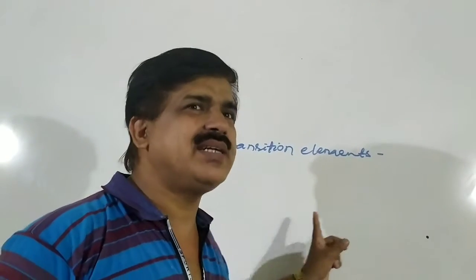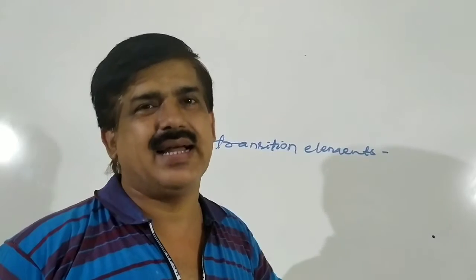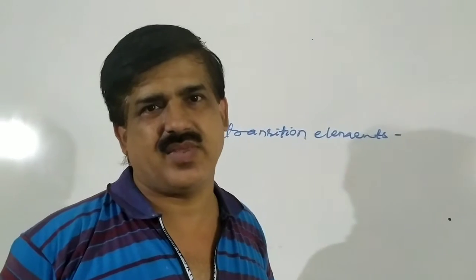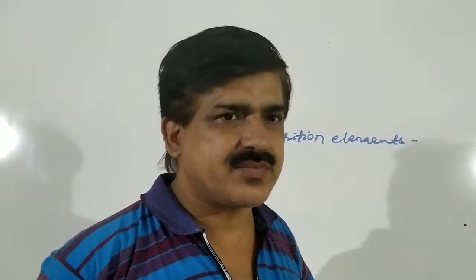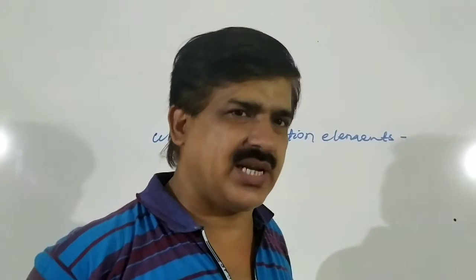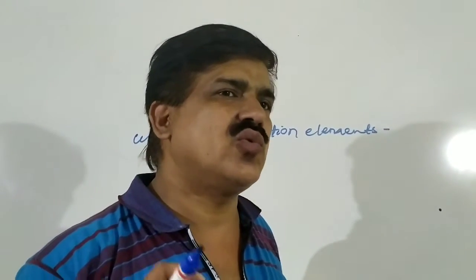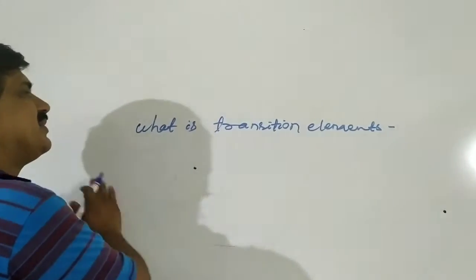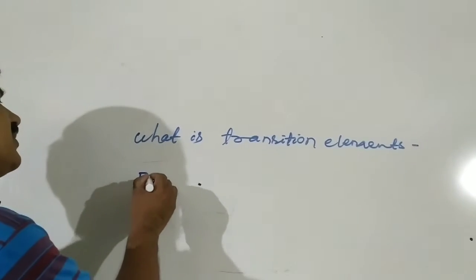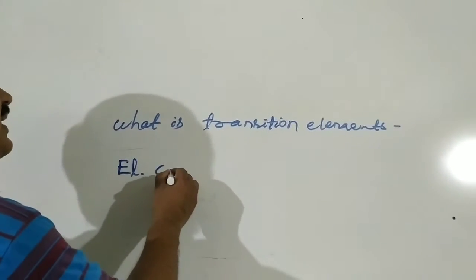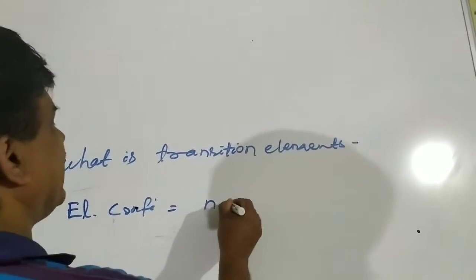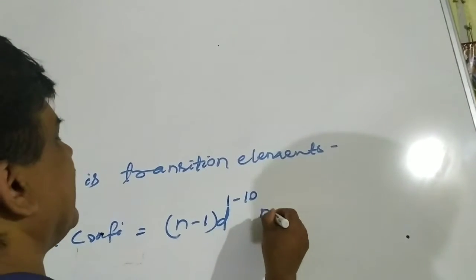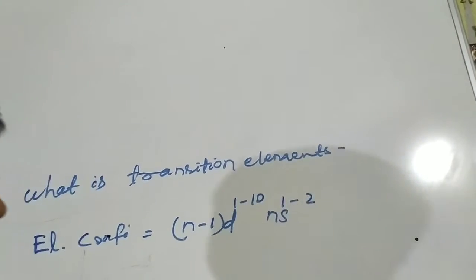The transition elements are those elements which have, first thing, incomplete d subshells, and it should contain 1 to 9 electrons, and its outermost shell should contain 1 to 2 electrons, and its electronic configuration is (n-1)d 1 to 10 ns 1 to 2.